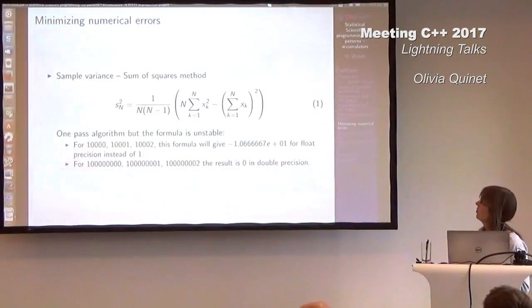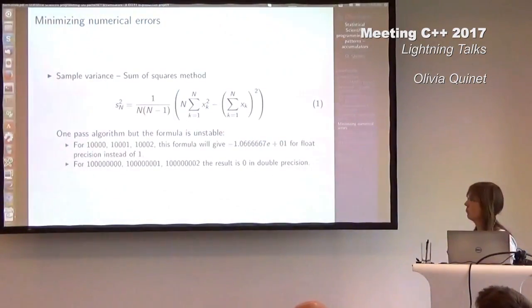There is another mathematical formula where you can compute the variance at any point in time, but that formula is very unstable mathematically. So, for example, if you use float, even with 3 numbers, 10,000, 10,001, and 10,002, this formula, instead of giving you 1, gives you minus 10.66666, which is completely wrong. So maybe if you go to double precision, yes. But if you have large numbers, even with those 3, the result is 0.